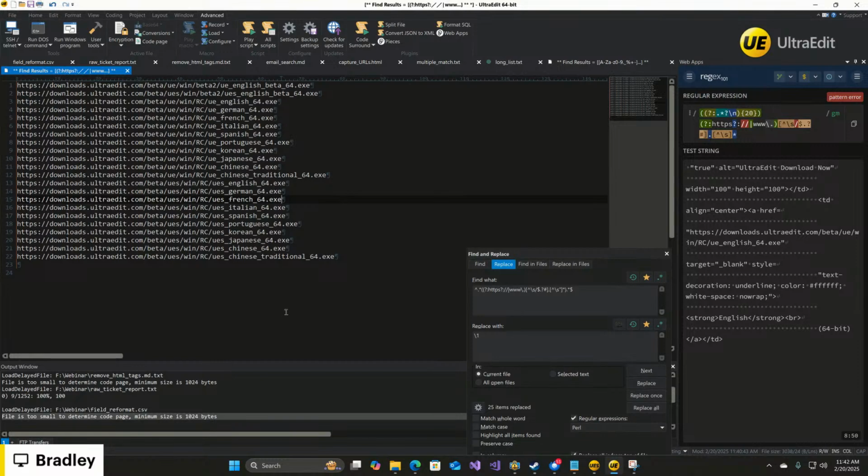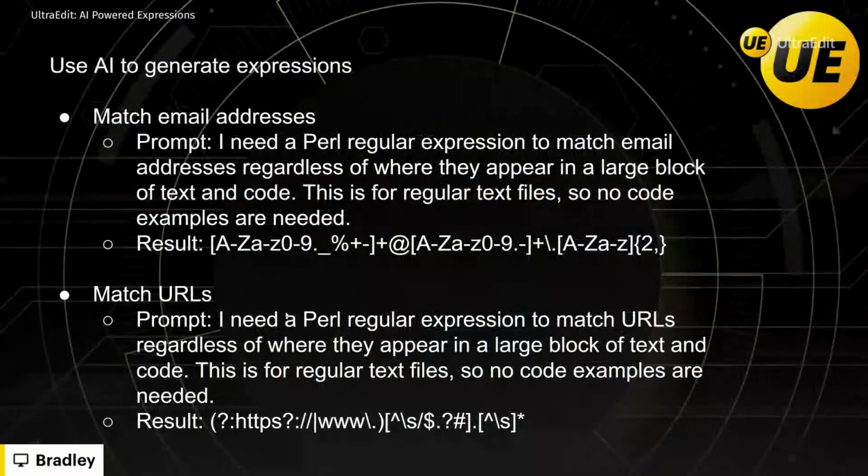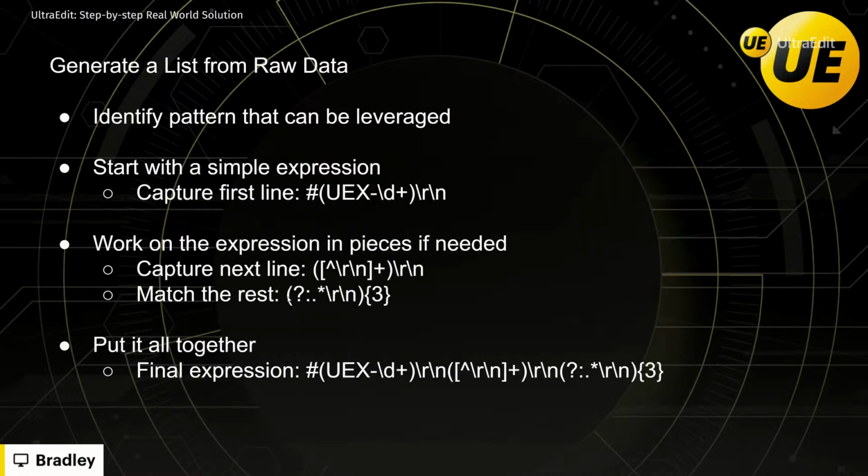So let's flip back to, okay, we covered matching email addresses. We covered matching URLs. Got examples of both of those and how to make use of those. Now we're going to look at a step-by-step. This is how I would approach it if I'm starting from scratch. I have a particular task. I have a set of data. I want to do something with it. And I'm starting with nothing to work with.